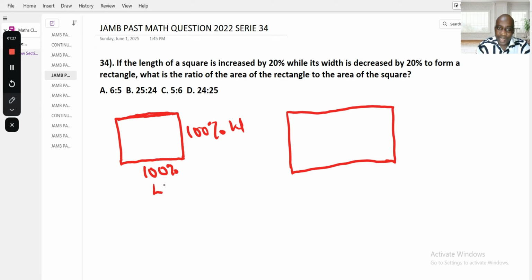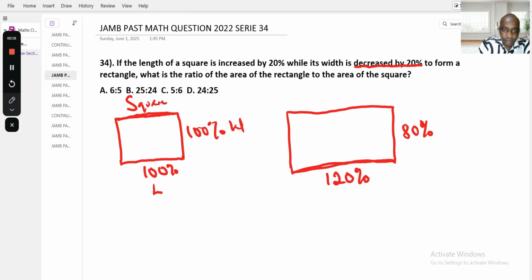Now the length, we were told that the length increased by what? By 20%, which means this length from 100% we increase to what? 120%. Why is this one reduced? The increase is by 20%, so the width is reduced by 20%. 100 minus 20 is going to be what? 80%. This is a square and this is a rectangle.